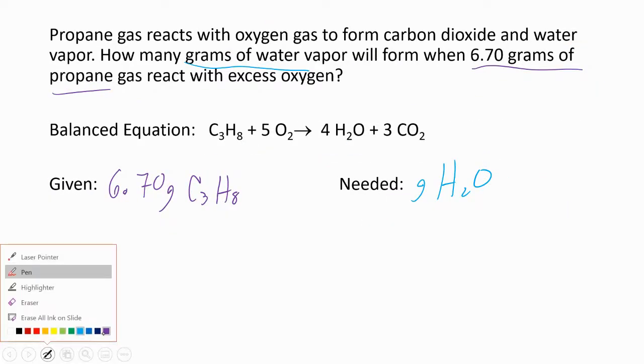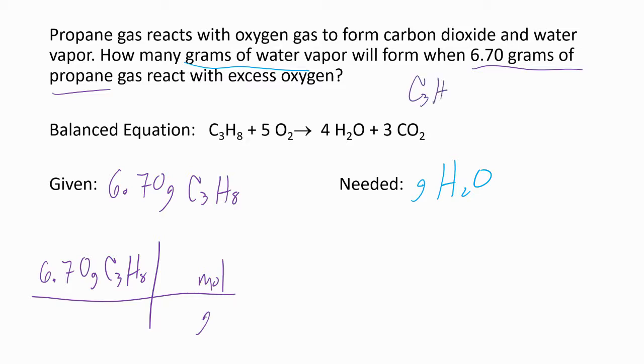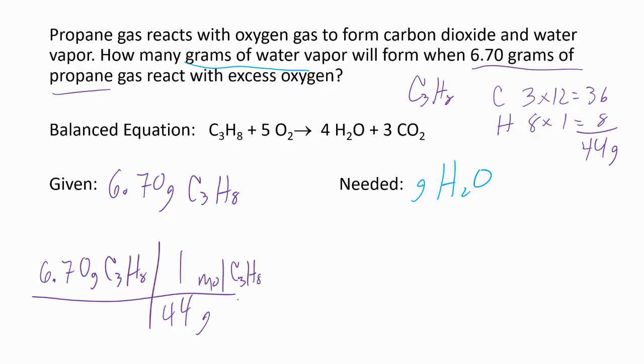6.70 grams of C3H8 is a good starting place. We want grams to moles. Grams to moles we get from the periodic table. So C3H8 is carbon, there's 3 atoms, each one weighs 12. And then hydrogen, there's 8 atoms, each one weighs 1, for a grand total of 44 grams. So that's 44 grams and 1 mole of C3H8.